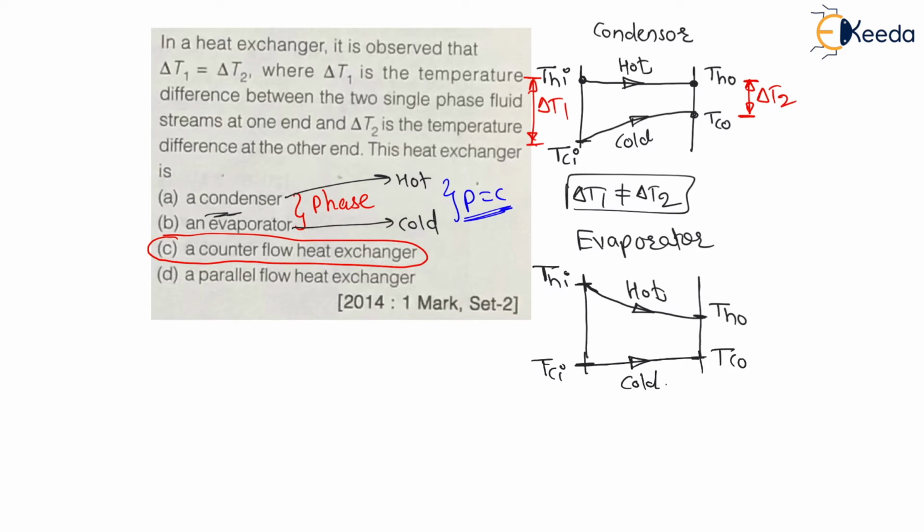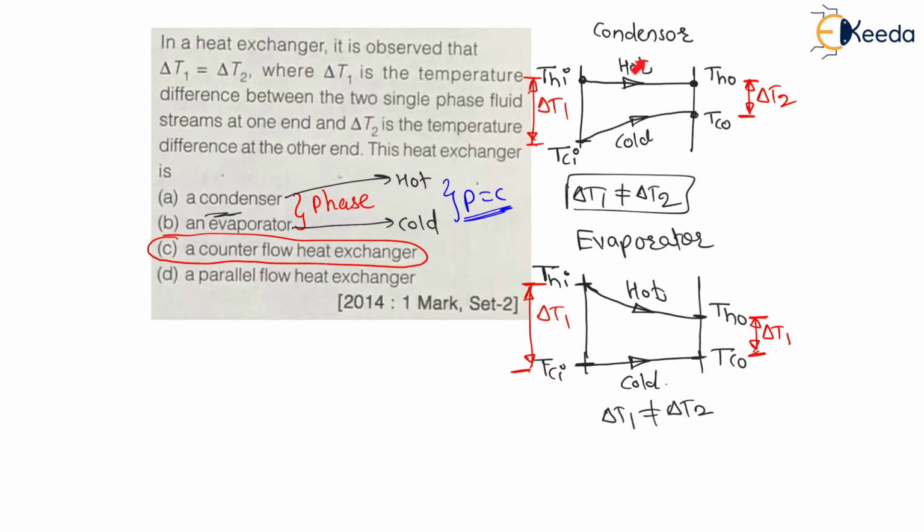Therefore, again you can see here the inlet temperature difference, which is delta T1, and the exit temperature difference, which is delta T2. Again here we can say delta T1 is never equal to delta T2. This means if one of the fluids is undergoing phase change, the temperature difference is never the same.